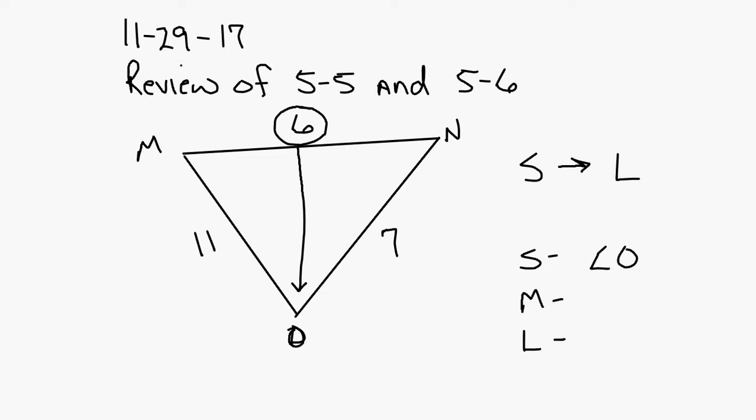All right, what's going to be the largest angle? N, because it's across from the 11. So opposite of the 11 is the largest angle, and that's angle N. And there's only one left, right? And that's angle M. So that's how you order the angles from smallest to largest when you're only given the side lengths.